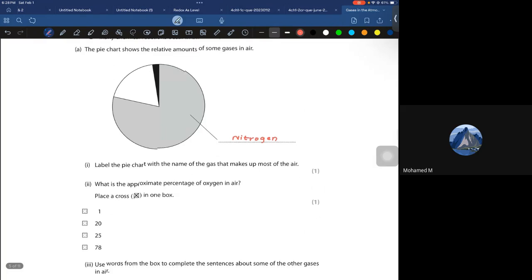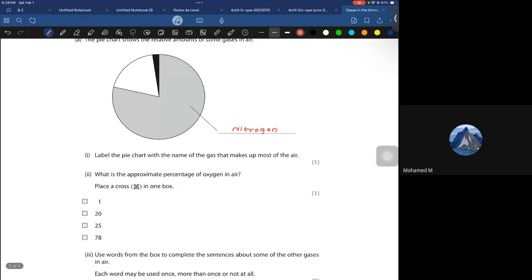What is the approximate percentage of oxygen in air? Percentage of oxygen, they are going to ask. 21. 21 is not present in this, so obviously this would be 20. Am I right? Yeah. Good.